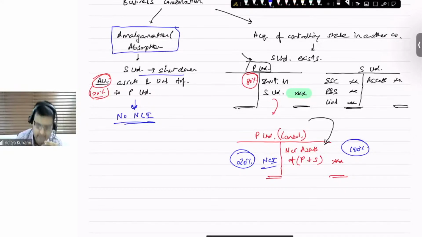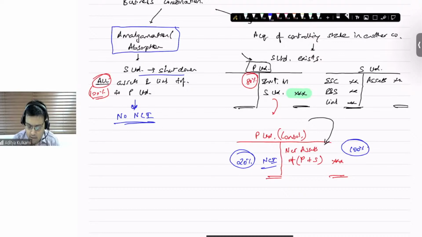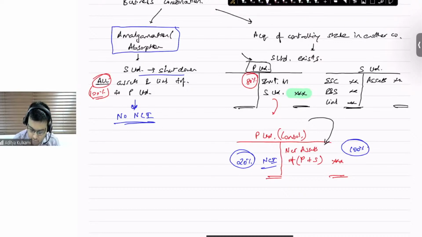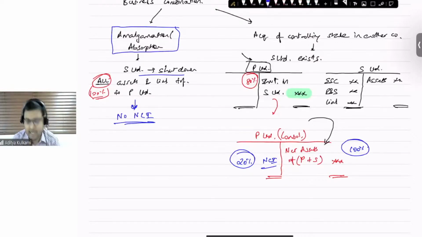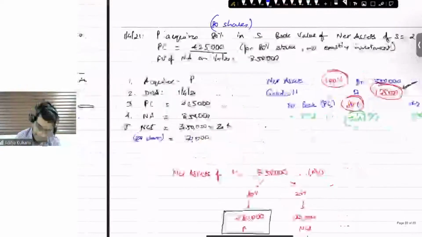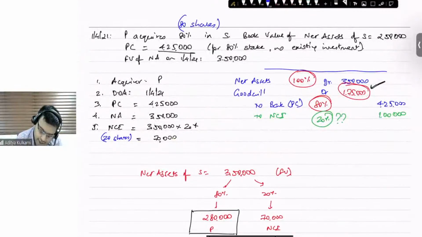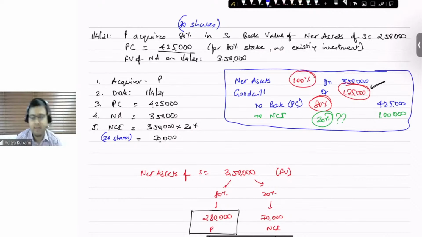So in this case, you will replace the 80% investment with 100% net assets and 20% NCI only in the consolidated financials. This takeover entry, where are you going to pass? This will be in the consolidated financials only. All right. So Kaushiki, hope that query is addressed. Okay. All right. Now coming back, sir, in consolidated, where am I going to show it?